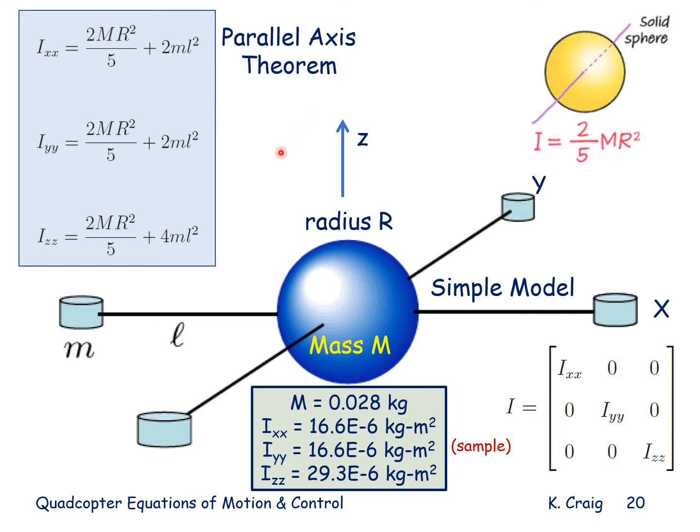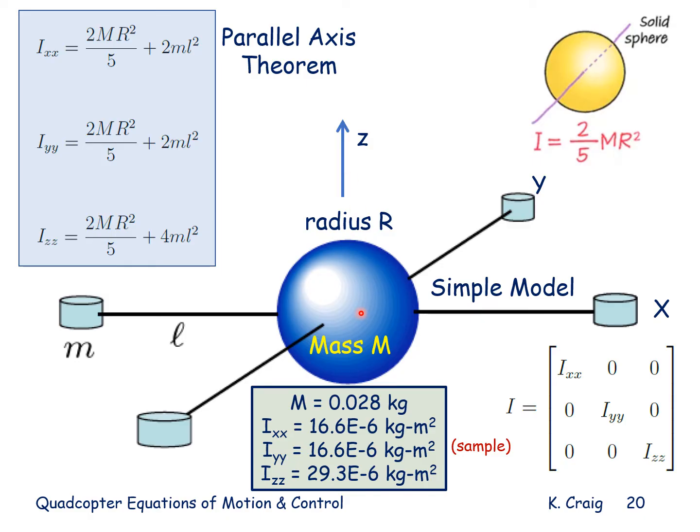A simple model will further inform us. Here I've modeled the quadcopter as a central mass represented by the sphere, mass M, and four point masses, mass m, with no inertial properties. And these represent the motors and propellers. The X, Y, and Z axes of the body fixed coordinate system are shown.